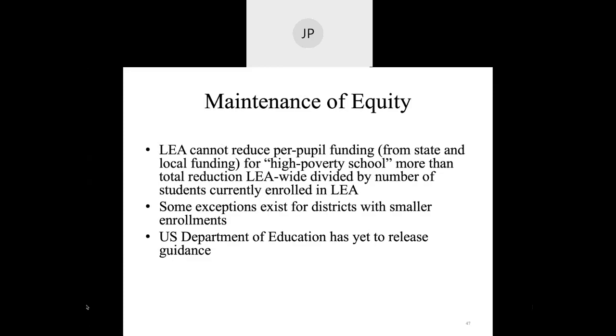full-time equivalent staff. So under both of the compliance points, neither the per pupil funding, which considers the combination of state and local funding, nor the per pupil FTE for any high poverty school in a district can be reduced by an amount that exceeds the total reduction in the district divided by the number of students enrolled in the district. So it's that proportion. You can't reduce those items in those high poverty schools by an amount that exceeds the overall percentage.